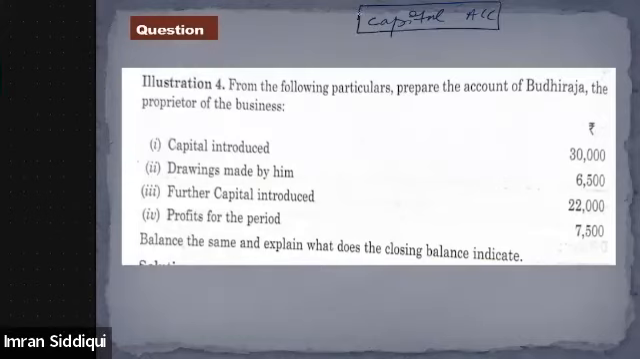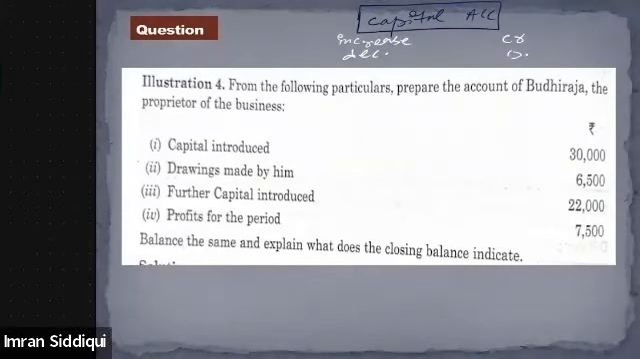Anyone able to recall the rules of debit and credit? Rules of debit and credit, it says that whenever capital increases, what do we do? Credit it, correct. And whenever it decreases, we need to debit it.